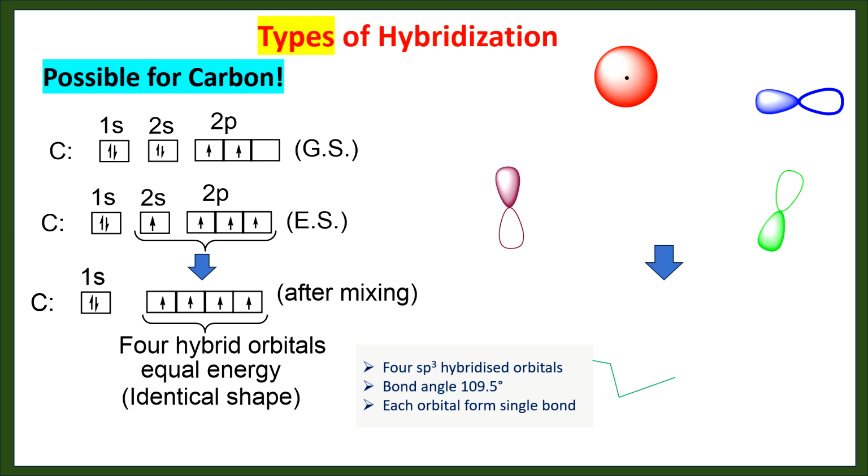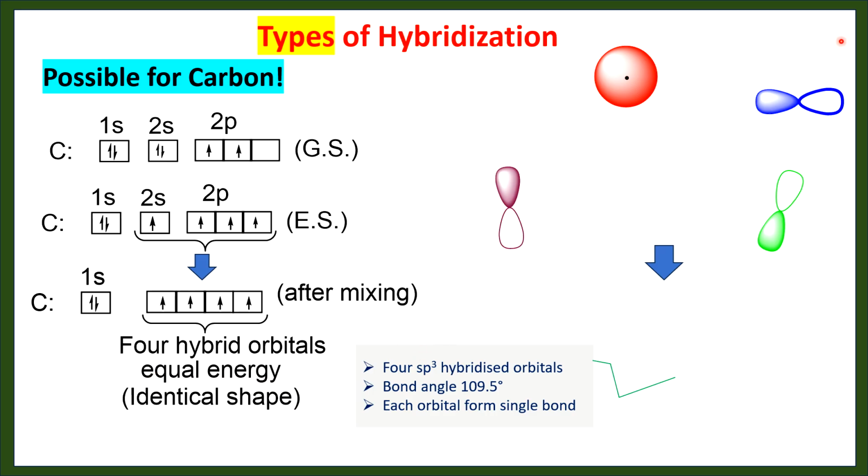Now we'll discuss the types of hybridization. How many types of hybridization are possible for carbon? In the ground state we can see this electronic configuration of carbon, and also in the excited state this will be the electronic configuration of carbon. And if the s and all three p orbitals mix, then after mixing it can produce four hybrid orbitals of equal energy and identical shape.